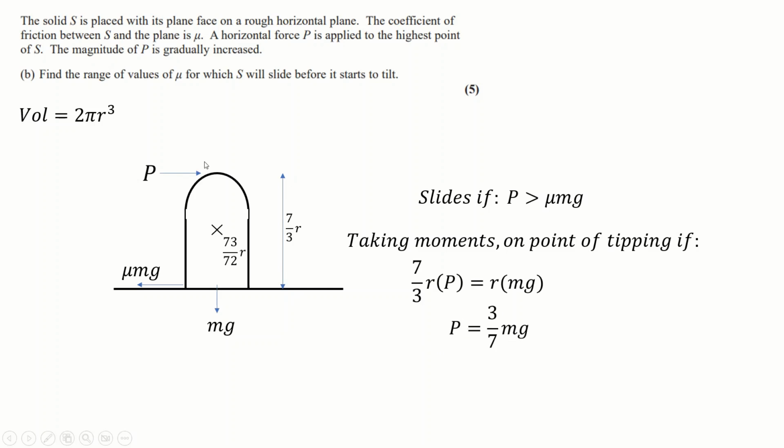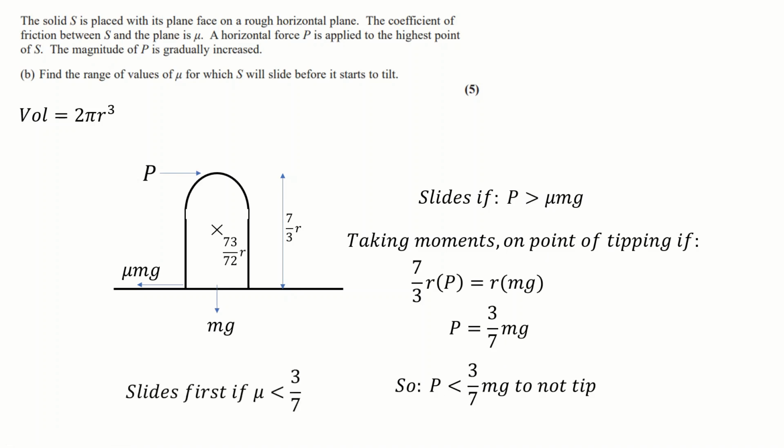And now we know it's not tipping, right? So we can say we need P to be slightly less than that for it not to tip. But of course, what we really want to say is that we want this to happen before this. And for that to happen, like if mu was 0.9, you would need P to be bigger than 0.9 mg for it to slide. But you need P to be less than this for it not to tip. So that can't be the case. So we just need mu to be less than 3/7. Right? If mu is just less than 3/7, it will start sliding before it starts tipping, which is exactly what we want. Of course, mu also needs to be greater than 0 because that's how mu is defined, and we'll end up with our range there.